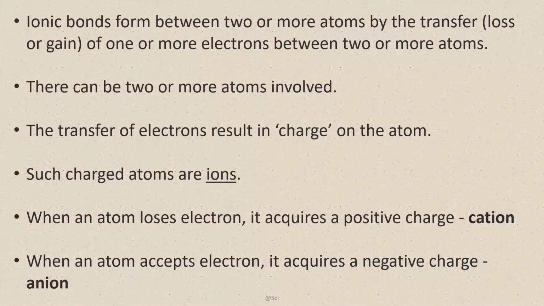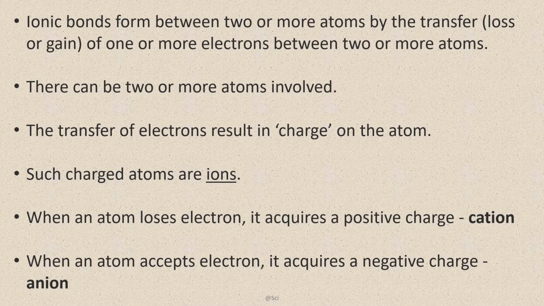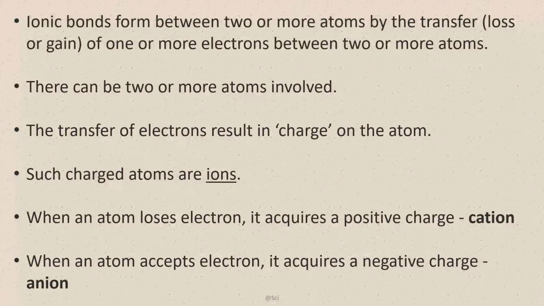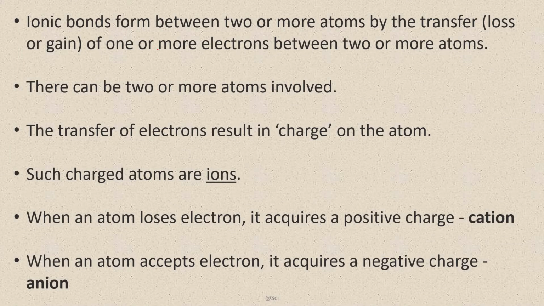Ionic bonds form between two or more atoms by the transfer of electrons. So here it could be loss or gain. One atom loses an electron, the other atom gains an electron. So one's loss is the other's gain. So there is a transfer of electrons between two or more atoms.